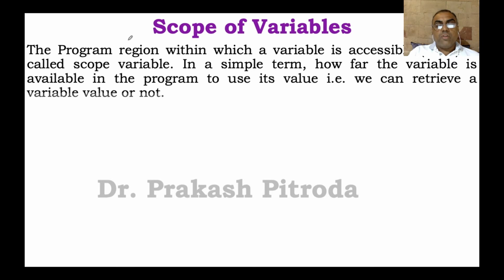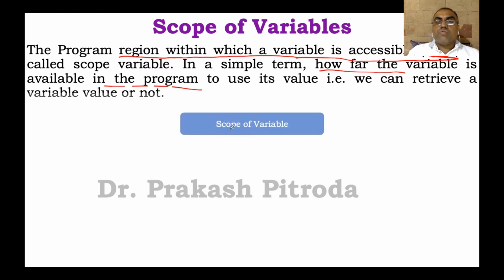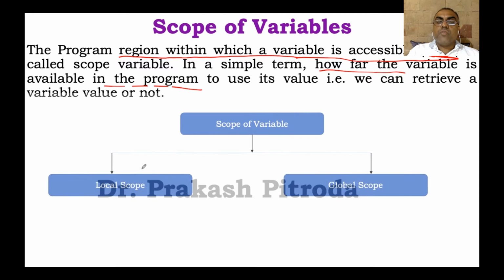So for that we are going to first understand the concept, and then we will move on to the next part. Scope is the program region within which a variable is accessible. Accessible means I am able to use that variable, I am able to apply the value of the variable. So how far I'll be able to use it is called, in simple terms, its reach. Now for scope of variable, there are two types of scope that you have, the local scope and the global scope.